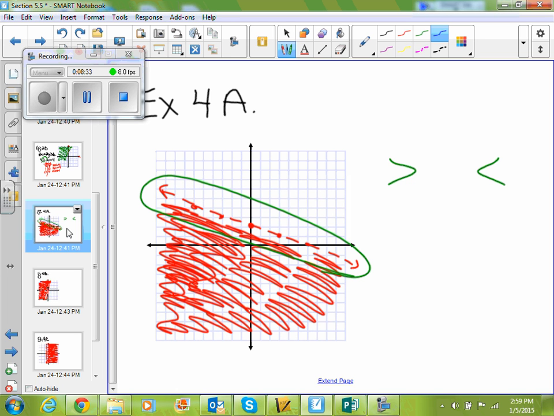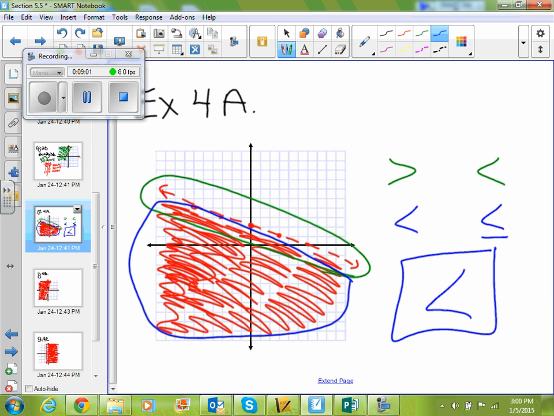Okay, then I look at how I'm shading. Am I shading above or below? Below. And what symbols do we use for below? Less than or equal to. Okay, so which symbol matches then from both sets? Less than or greater than? Which one matches? Less than, right? We have less than in both sets. So I know that my inequality symbol is less than. Look at the one that is included in both sets.